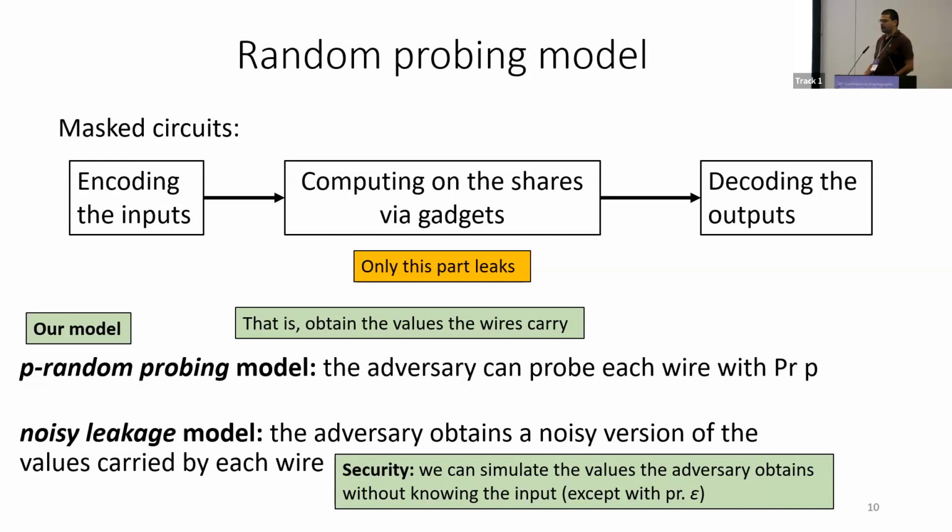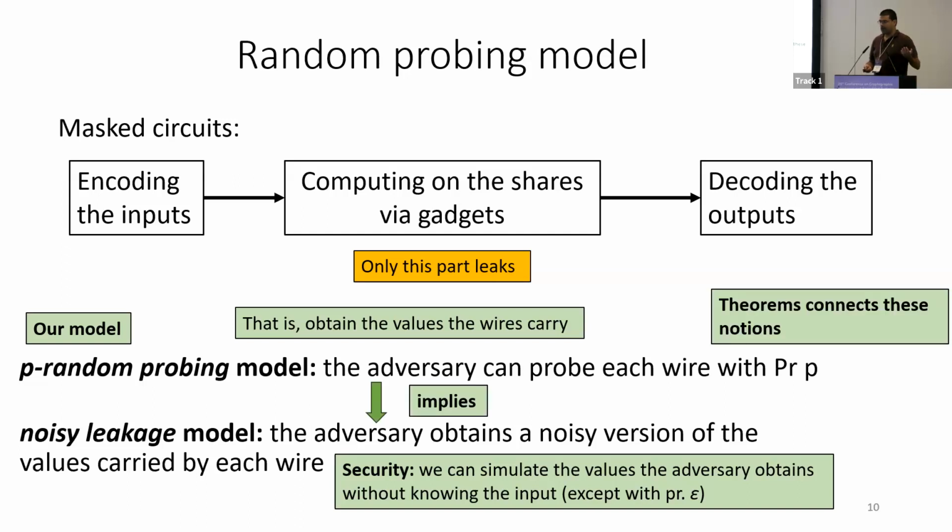There is another model which is maybe more adherent to reality, the noisy leakage model, which means that the adversary obtains a noisy version of the values carried by each wire. There are nice theorems which connect these two models. Security in the p-random probing model implies security in the noisy leakage model.